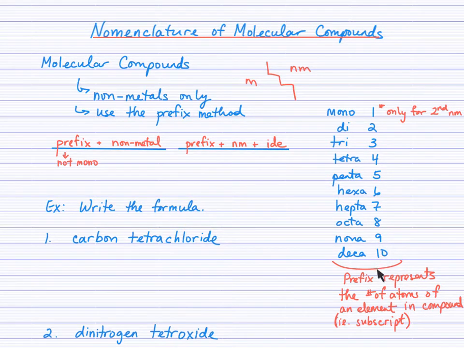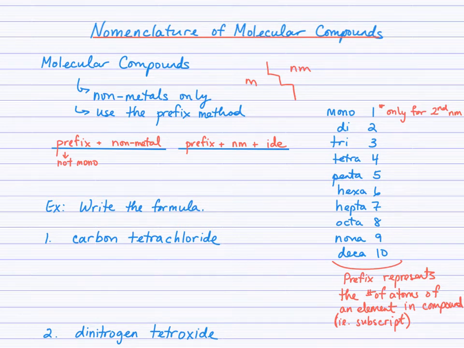And deca, think decade. So the key is that the prefix will represent the number of atoms of an element that are in the compound. So really we'll be looking at the subscript. Take note that for mono, you only use it for the second nonmetal.